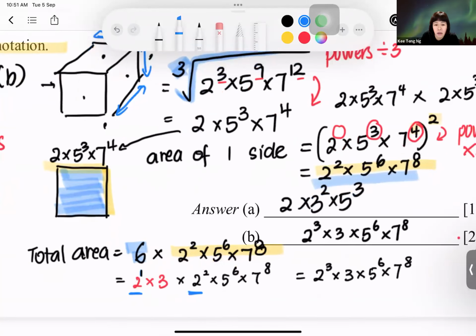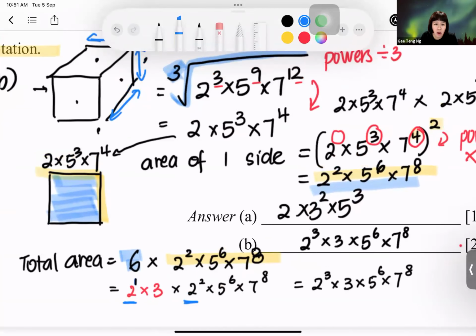Then a cube has 6 sides, right? So it's 6 times the whole thing, but 6 is not a prime factor, so I break the number 6 up into 2 times 3. Then I combine the powers of 2: 2 to the power 1 and 2 squared gives 2 cubed, then 3 and 5 to the power 6, then 7 to the power 8.